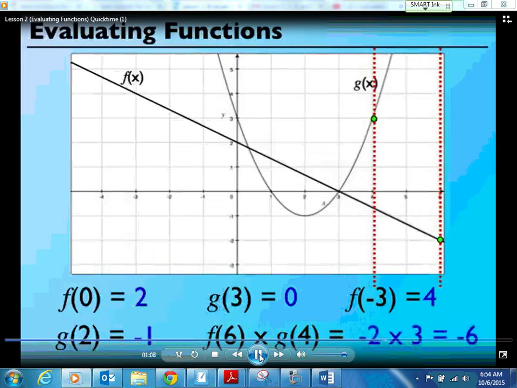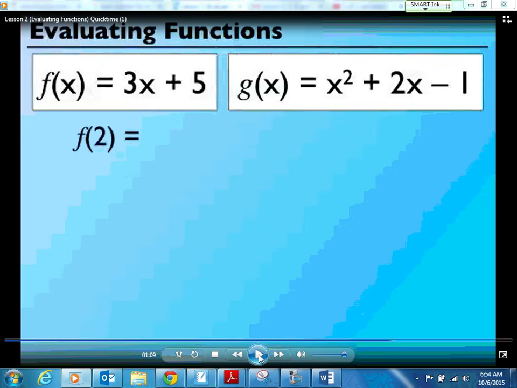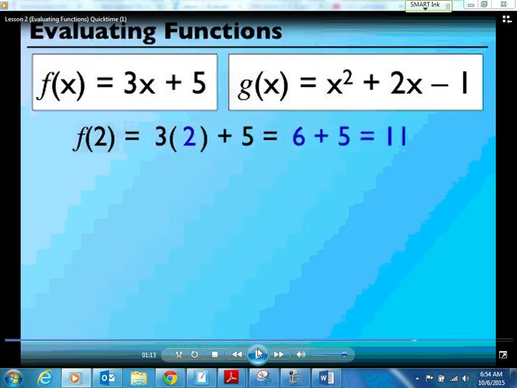All right, going on to the next section. Evaluating functions when we're given the function. This should be fairly straightforward. f of 2. Compare this up here to f of x. We have 2 in place of x, so all we're doing is plugging in 2 for x. So it's now 3 times 2 plus 5. Real straightforward. We get 11.